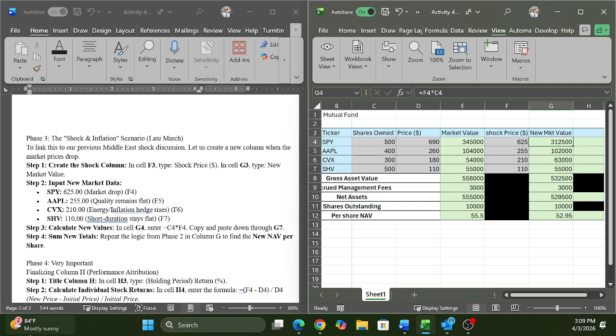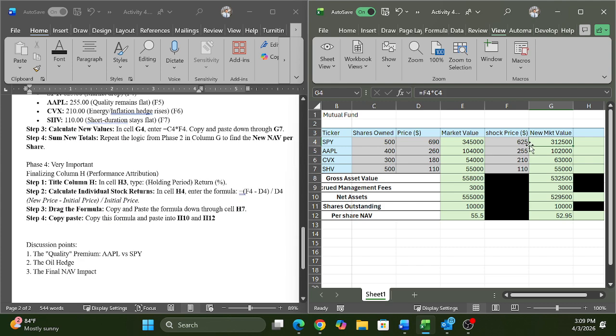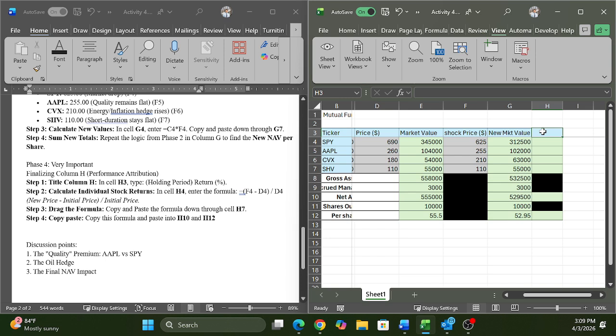Going to phase four now. Very important. Finalizing column H. The title in H3 is return, and in parentheses, I can put percent. Now, return is calculated based on price as well as market value. Yes, that's correct. We can do it, but again, be careful because price assumes the same number of shares. So I agree with AI here that we should do it based on market value. And so equals, come on, AI. Yes, thank you. Perfect. Yeah, that's it. It's done.